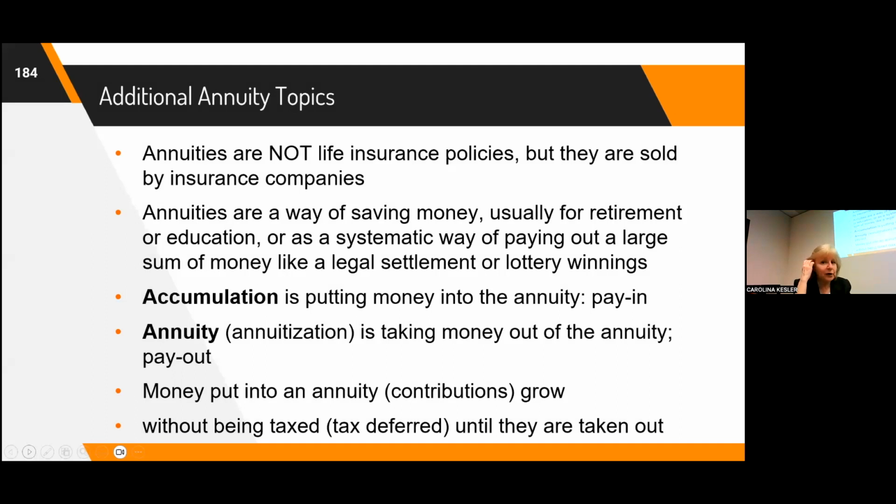Additional annuity topics. Annuities are not life insurance policies. They are sold by insurance companies, though. Annuities are a way of saving money, usually for retirement or education, as a systematic, that's the key word, systematic way of paying out a large sum of money, like a legal settlement or lottery winnings. Accumulation is putting the money in, paying in. Annuitization is taking the money out, or the payout, or liquidation, or converting to a stream of income. They use all those words, right? Money put into an annuity, the contributions grow tax deferred until they're taken out.